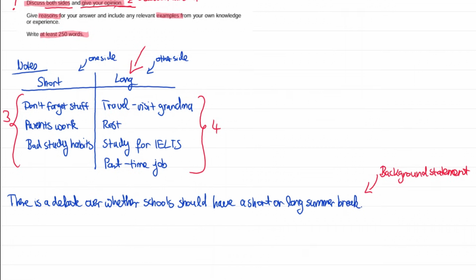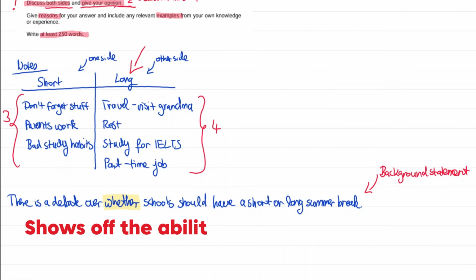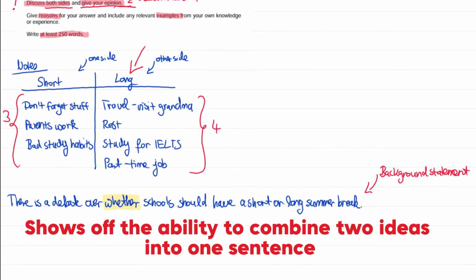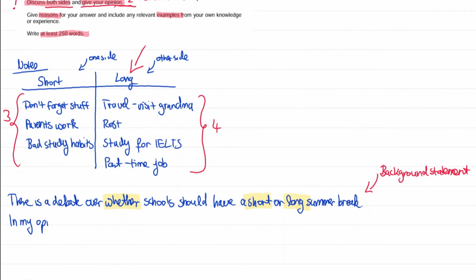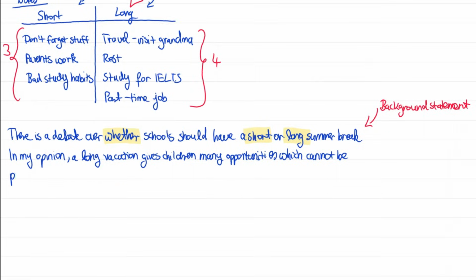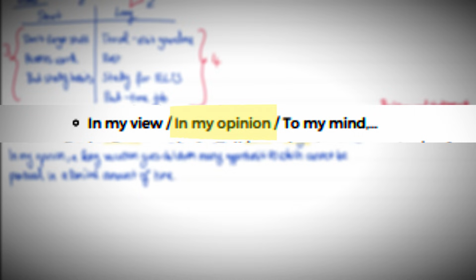As you can see, I combine both choices with the word whether. It's great for showing that there are 2 options. Plus, it shows off my ability to combine 2 ideas into 1 sentence. After that clear beginning, add your opinion. Do that right away so that the 3 parts of the question are covered in the introduction. I just stated both sides, and now it's my opinion. In my opinion, a long vacation gives children many opportunities which cannot be pursued in a limited period of time. In my opinion is a phrase directly from my template.